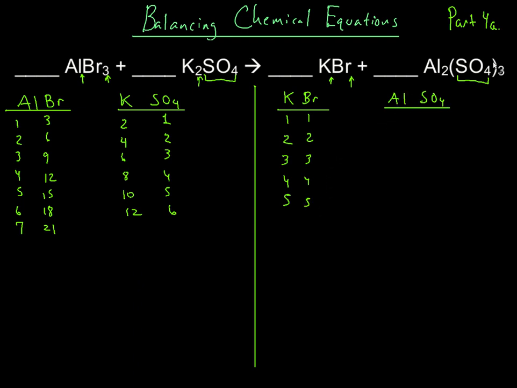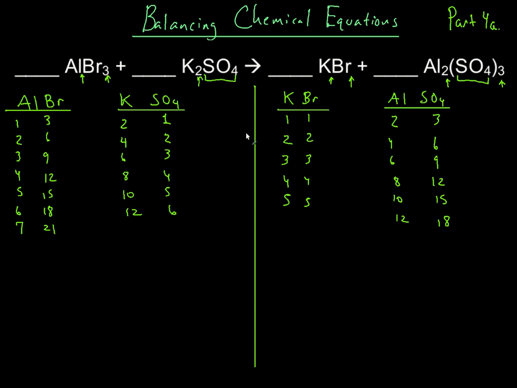And finally, we have the last molecule here. We have aluminum. There it moves in sets of 2, as you can see, there's a 2 there. So we have 2, 4, 6, 8, 10, and we'll go ahead and say 12. And sulfate, as you can see, has a 3 next to it, and so it moves in sets of 3. So we have 3, 6, 9, 12, 15, and 18.